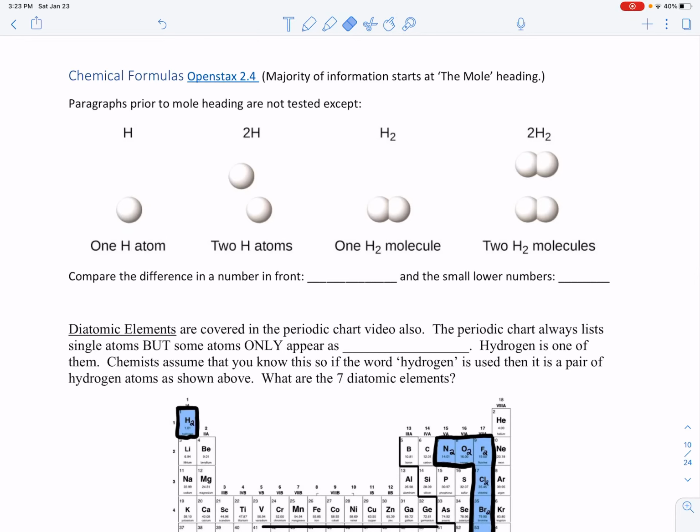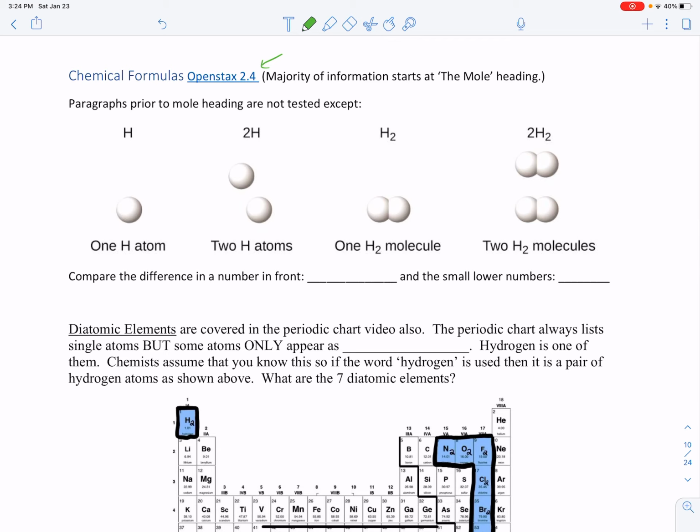So in OpenStax chapter 2.4, there are a lot of different concepts that are brought up. One of them is going to come back again and again, and it's the idea of something that's diatomic. But before we can get to that, we just want to show what these little numbers mean on the side.